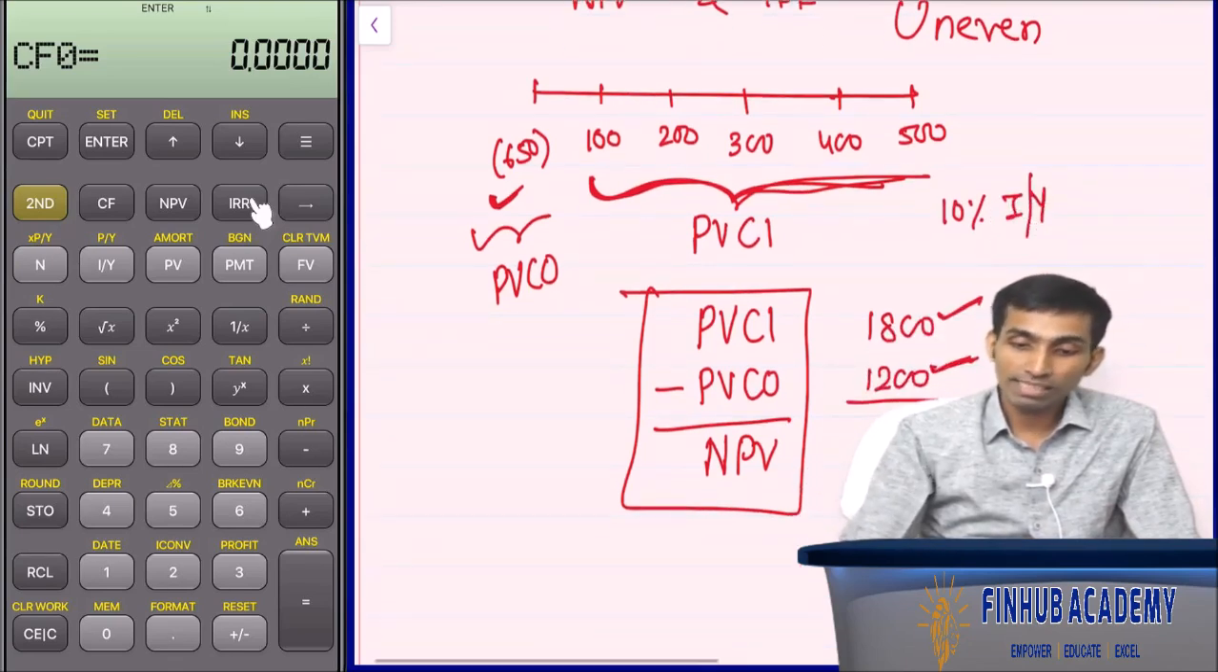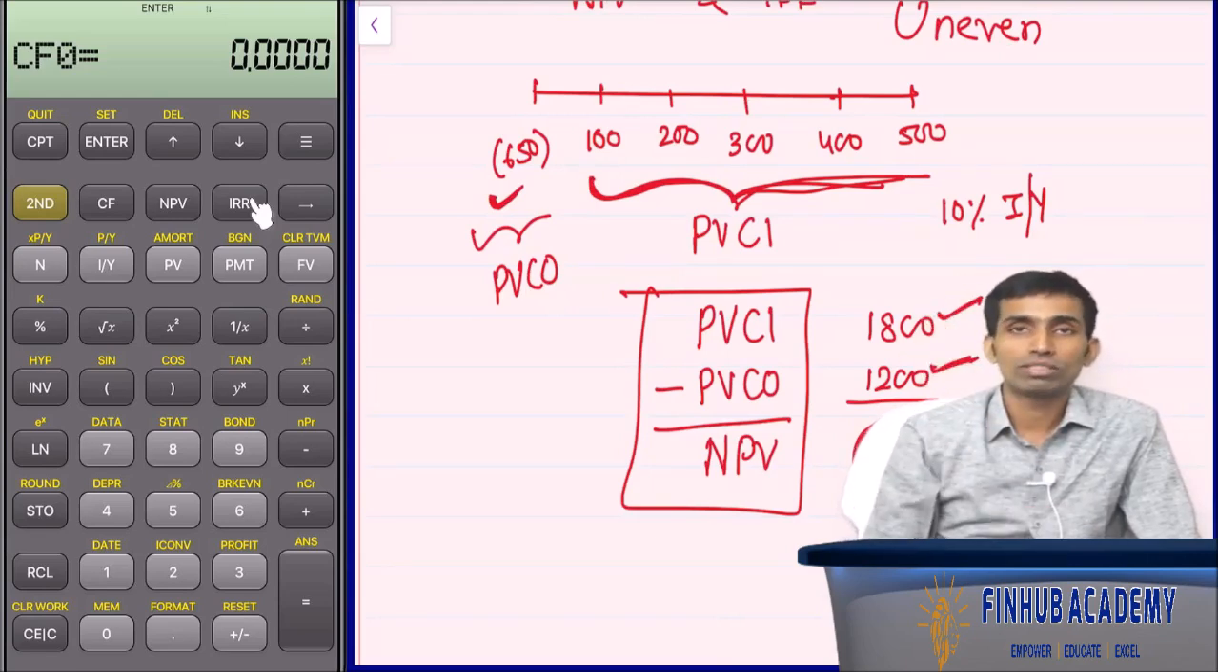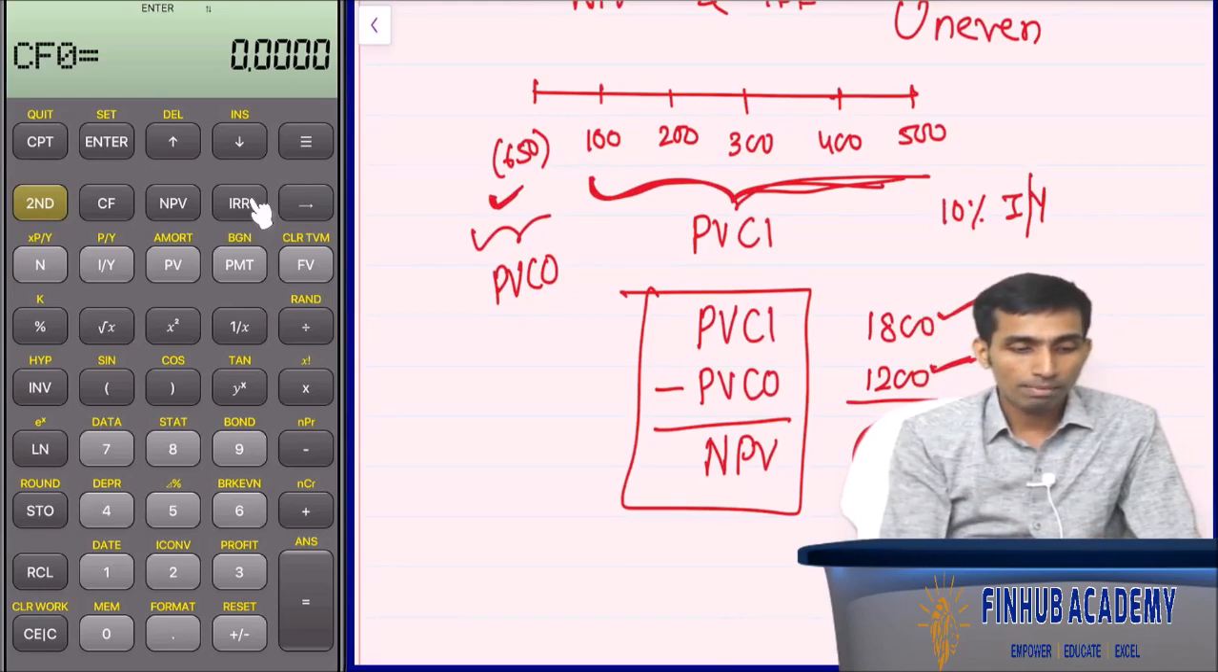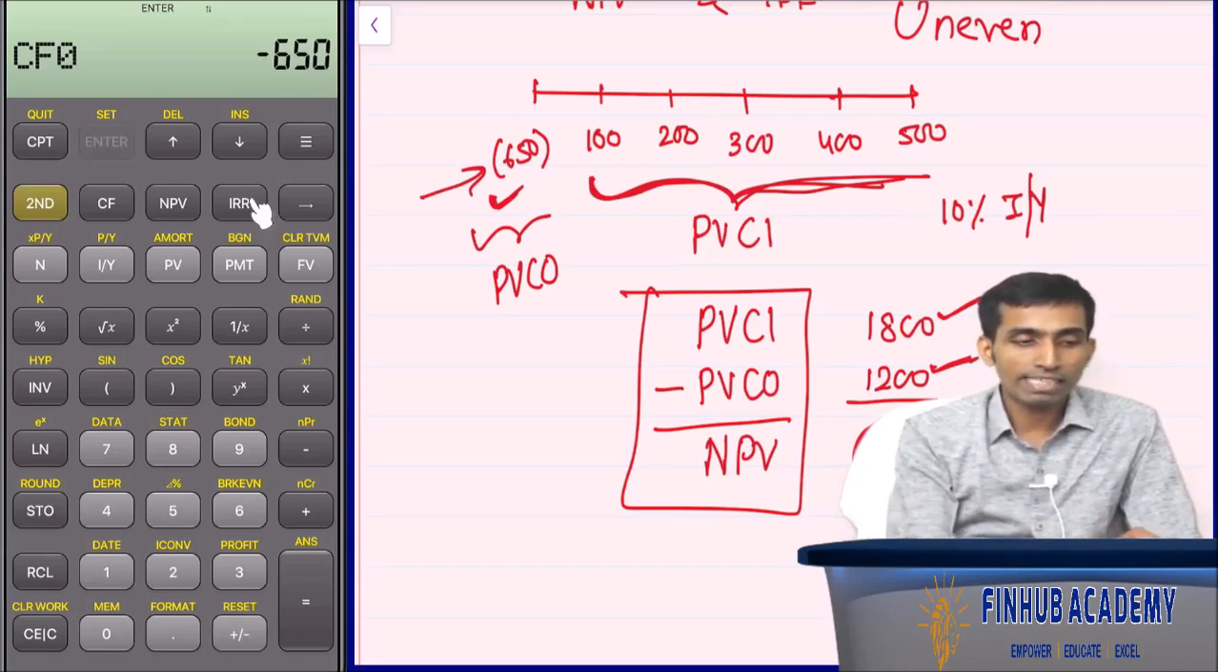Then what is my net present value? This I can directly calculate in the cash flow mode, so I'll show it to you. I'll press 650 and go into the cash flow. This is an outflow. As I said, both outflow and inflow should be there, so I'll have to put a minus, enter.